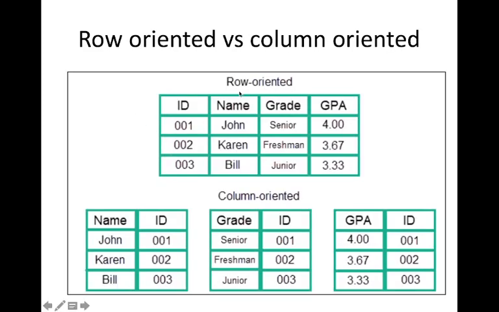So this is the difference from the row oriented. This was the relational database we have seen, the row oriented, and this is column oriented. Everything will be arranged in columns. For example, if you want to calculate the average GPA, it is easier because we can simply average the column.